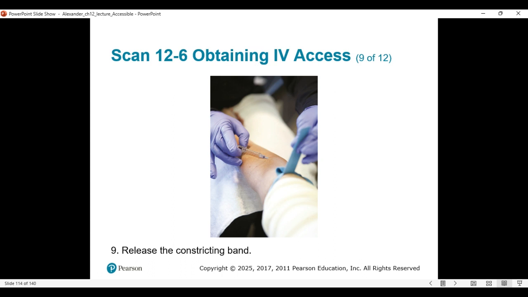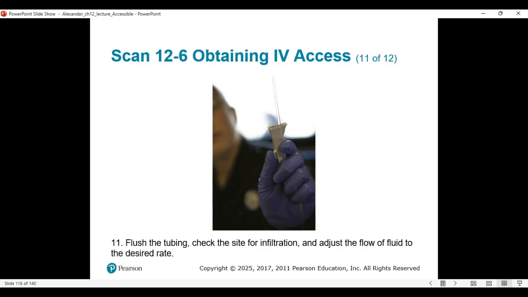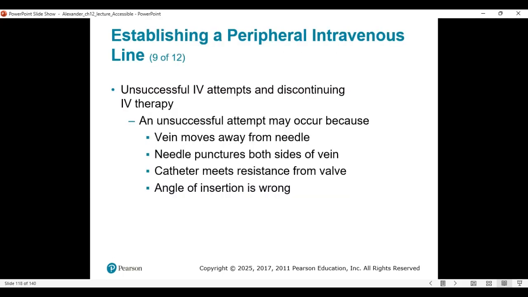We'll release the tourniquet or the constricting band. We'll occlude the vein above the catheter, withdraw the needle, and discard it in the sharps container. We'll connect the IV tubing to the hub, wipe any blood from the site with gauze. Flush tubing, check the site for infiltration, and we're going to adjust the flow to the desired need. And then we'll use a commercial dressing to protect the site and secure the tubing. This is the Tegaderm.